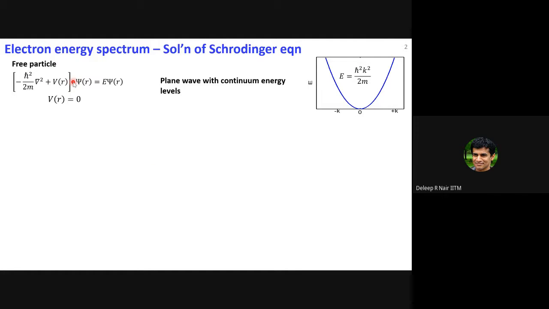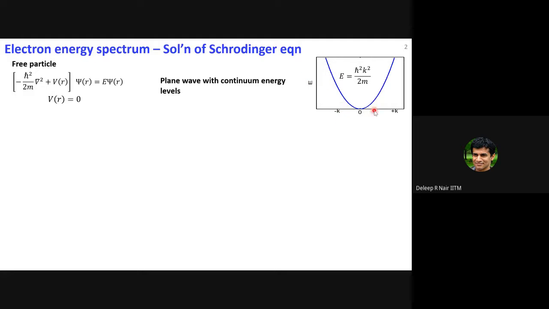Let us first try to solve this equation for a simple case, that is for a free particle. Free particle means it doesn't encounter any potential at all. So the solution for this equation is that of a plane wave. That wave or particle can take any energy on a continuum level. So we can construct an E-k plot, which is also known as the dispersion relation, where E is the energy, k is a wave vector or wave number.